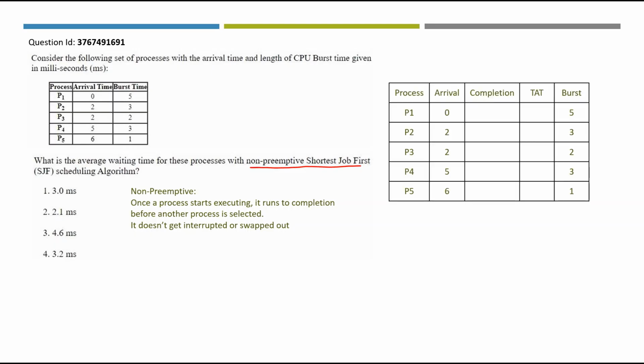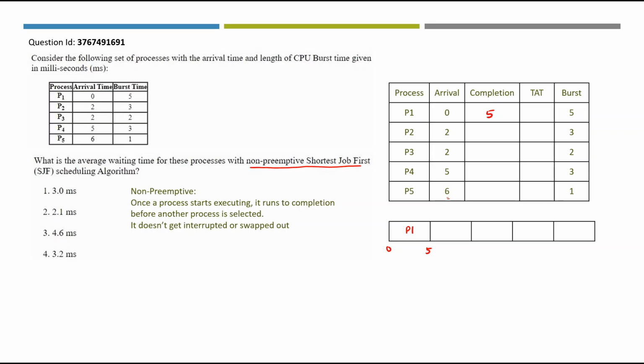Let's take the tabular column here. The arrival time and the burst time are given as they are. We are going by shortest job first. Just don't go with the burst time. We cannot select P5 initially because P5 is only arriving at 6 milliseconds. Which process is actually arriving at the 0th millisecond? P1. So P1 will get the first execution slot. What is the burst time of P1? It is 5. So P1 will be completing at 5. We will have 5 here in completion time.